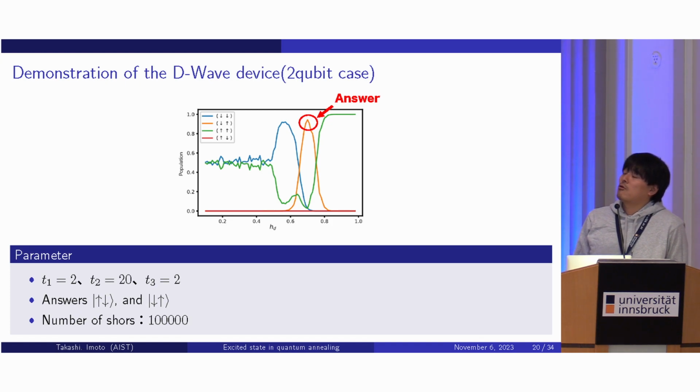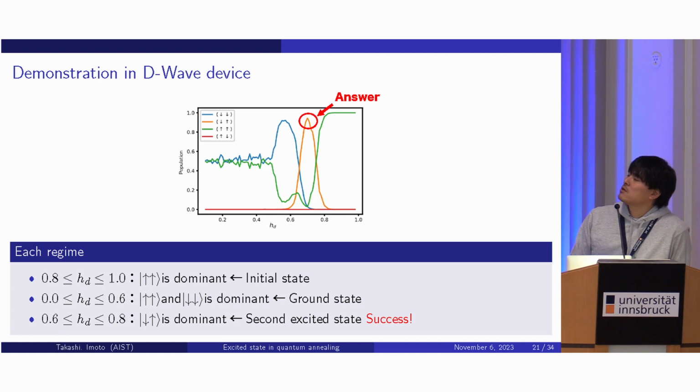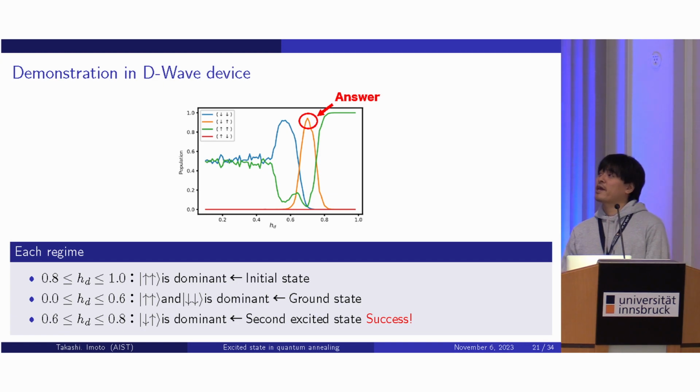So this is the result of our demonstration, and this is the parameter which we use in this demonstration. Okay, and here this green line is the up state, and when HD is more than 0.8, the up state is dominant, and we should remark that this state is the initial state of our scheme.